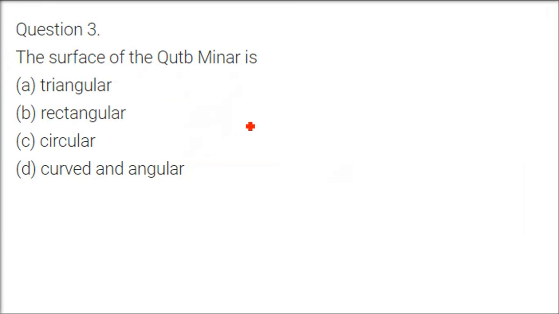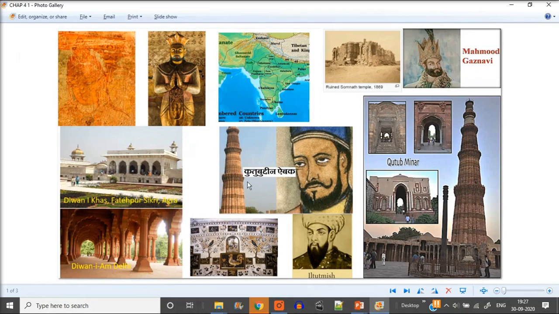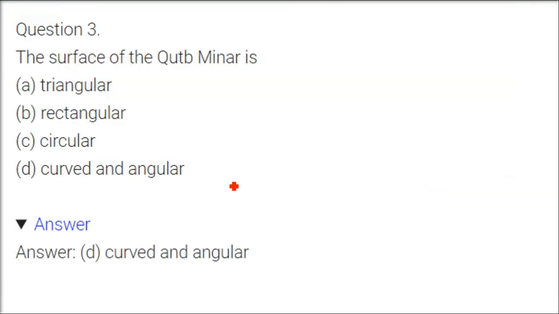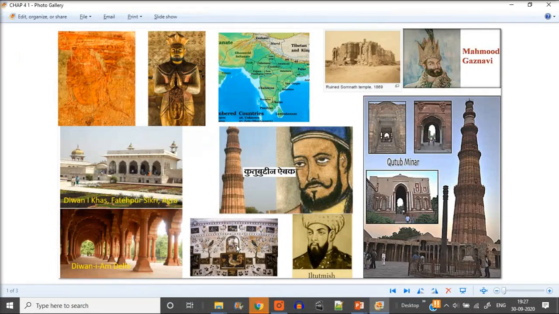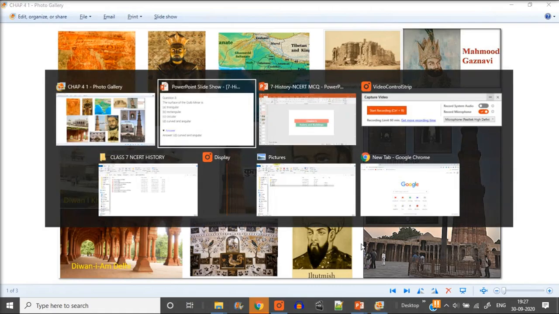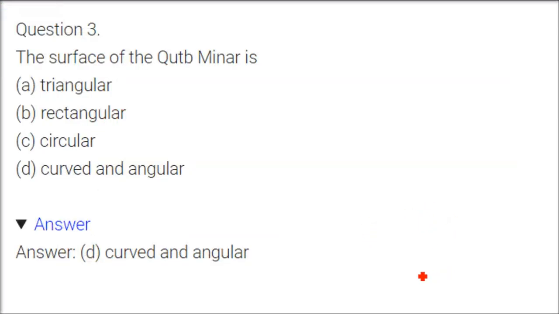The surface of the Qutub Minar is... Let us see the picture first. This is the Qutub Minar, and the surface, if you see, is curved. If you just draw a line, it will be a circle. So it's curved and angular. Why is it angular? You can see the strips. So first of all it's curved, and then it is angled also. And one more thing, that this is tapered.